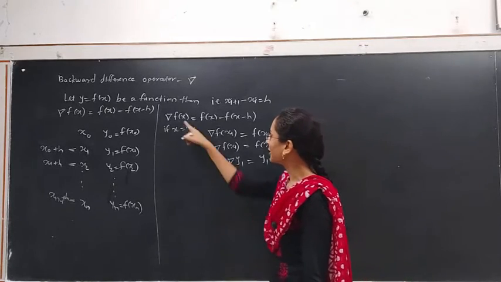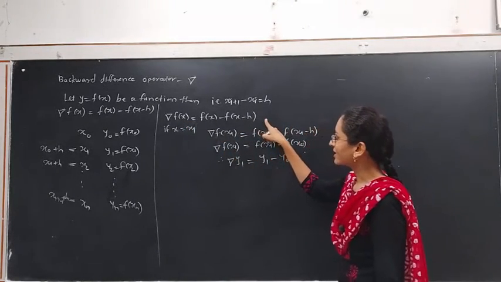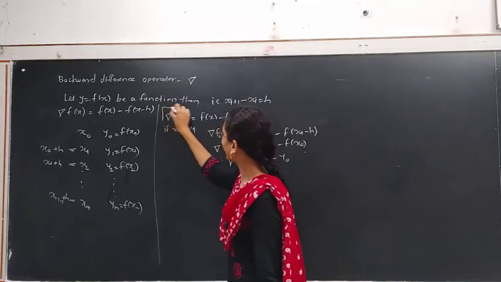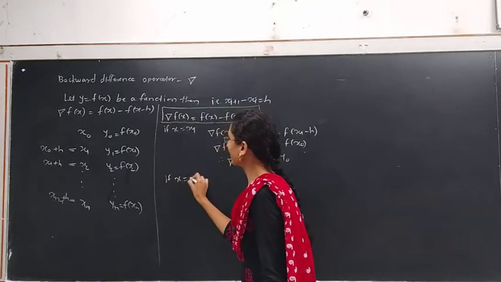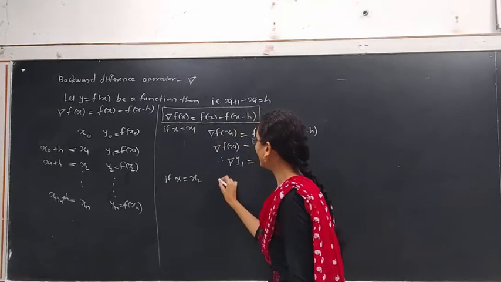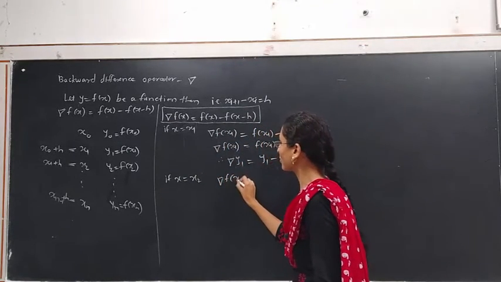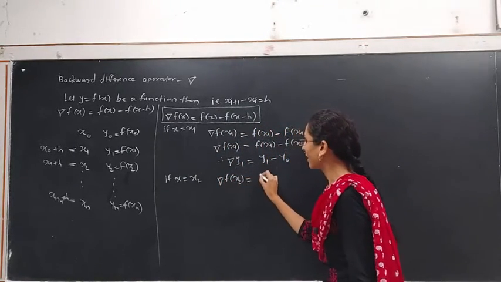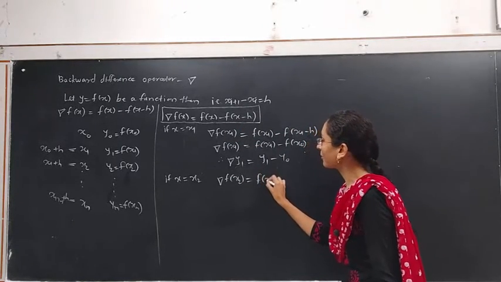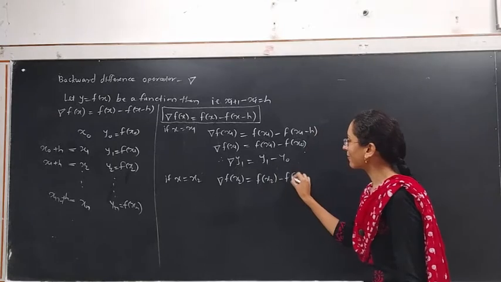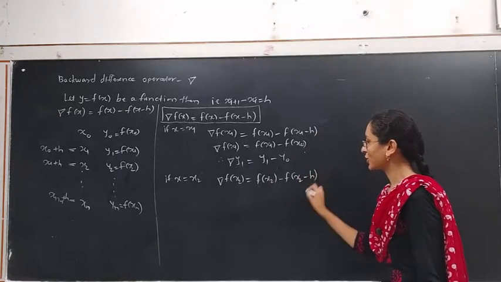Similarly, we will get nabla y2. If we substitute x is equal to x2 in this equation, then nabla f of x2 is equal to, by definition, f of x2 minus f of x2 minus h.